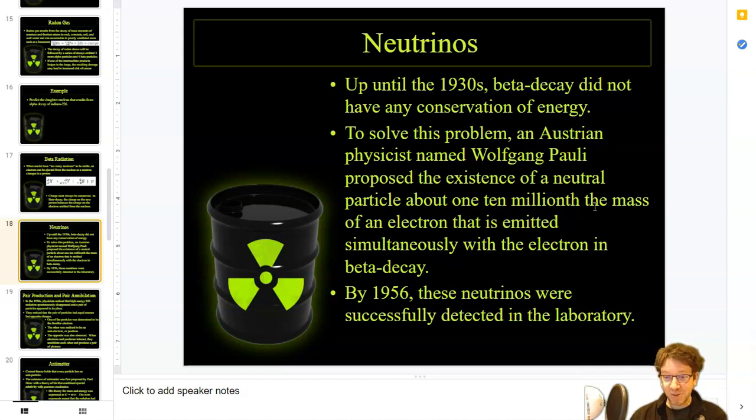that's much, much smaller, 1/10,000,000th the mass of an electron, so much smaller than an electron, that is also being emitted simultaneously with that beta particle. And because it's something that is so incredibly small and has no charge, it was very difficult to detect. So it wasn't until 1956 that these neutrinos were successfully detected in the laboratory. So neutrino, that name I believe is Italian. It just means little one. Okay, so that's what neutrinos are.